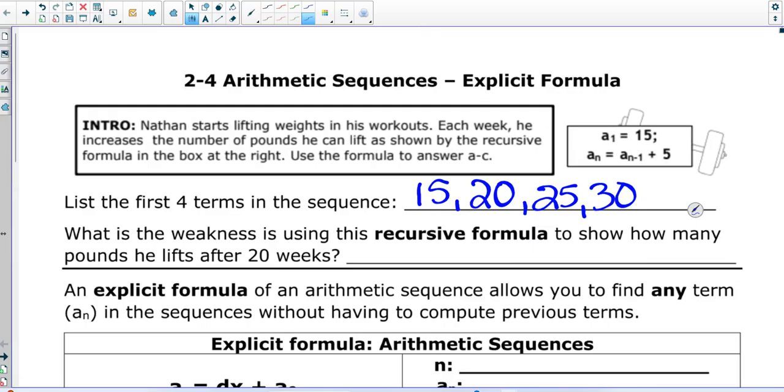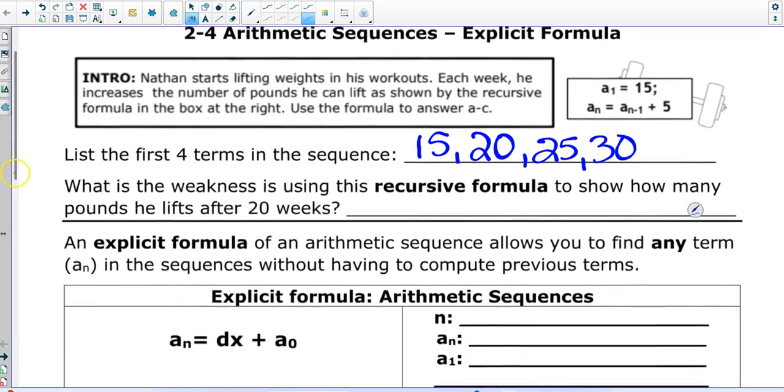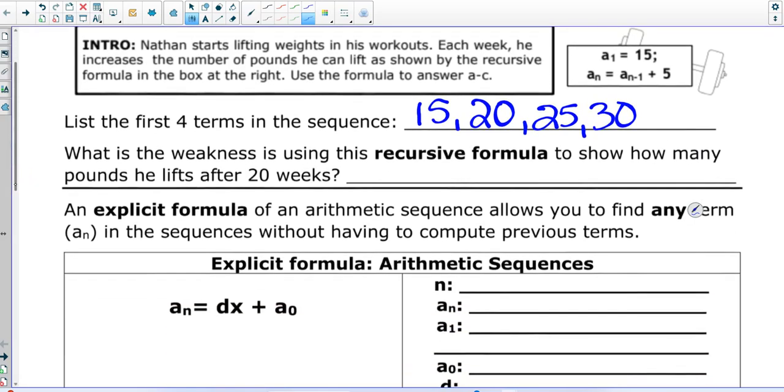The second question says, what is the weakness using the recursive formula to show how many pounds was lifted after 20 weeks? The weakness with this would be you would have to add 5 20 times until you get to 20 weeks. That's a lot. So can you imagine, like if they said for 100 weeks, you'd be at it for a really long time. So that is the weakness with this. You'd have to add 5 20 times, and that's a lot.